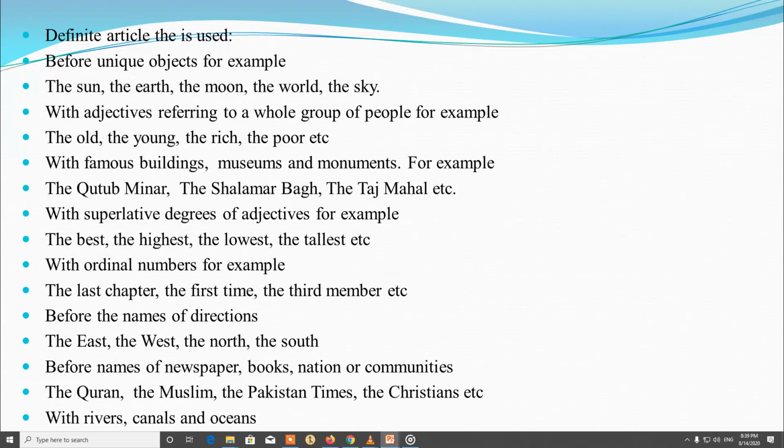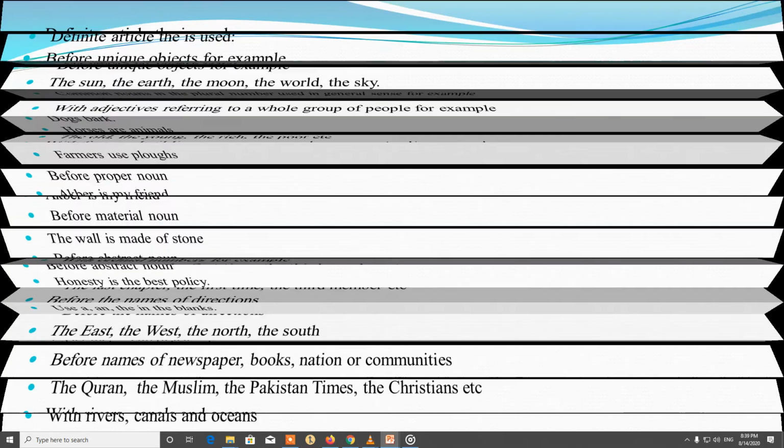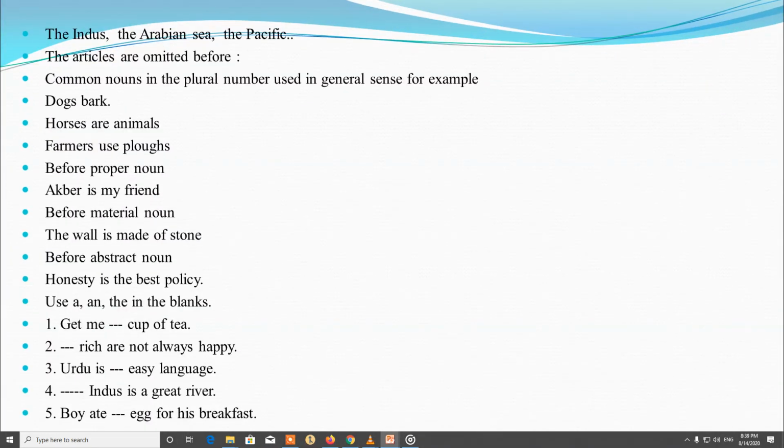The articles are omitted before common nouns in the plural number used in general sense. For example, dogs bark, horses are animals, farmers use plows. Before proper noun, for example, Akbar is my friend. Before material noun, for example, the wall is made of stone. Before abstract noun, for example, honesty is the best policy.